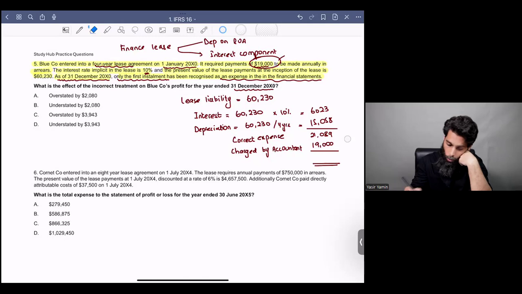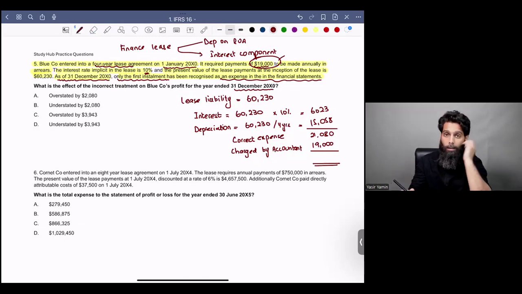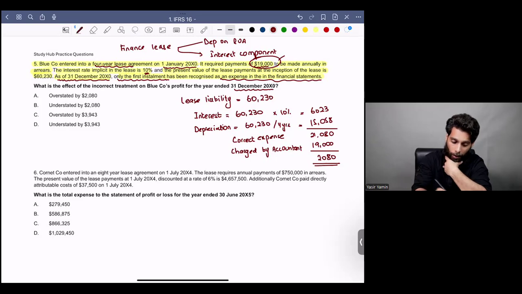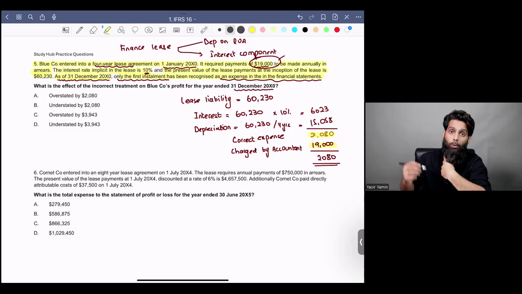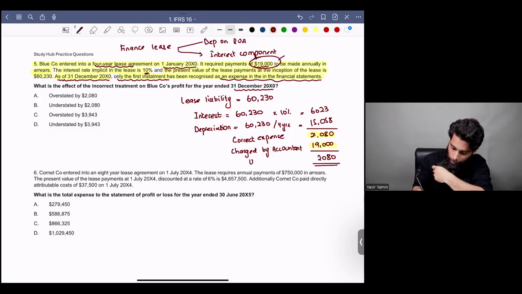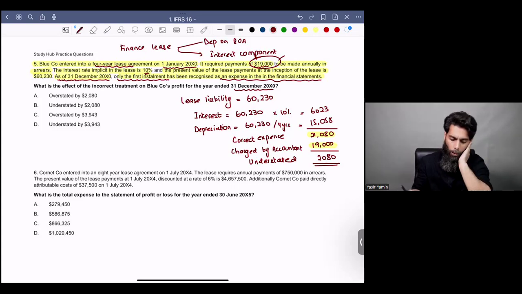They are saying 21080. So 21080 compared to 19,000, the difference is 2080. And what had your accountant done? The accountant charged an expense of 19,000 only, whereas the true expense would have been 2080 higher. So your accountant had understated the expenses by 2080.